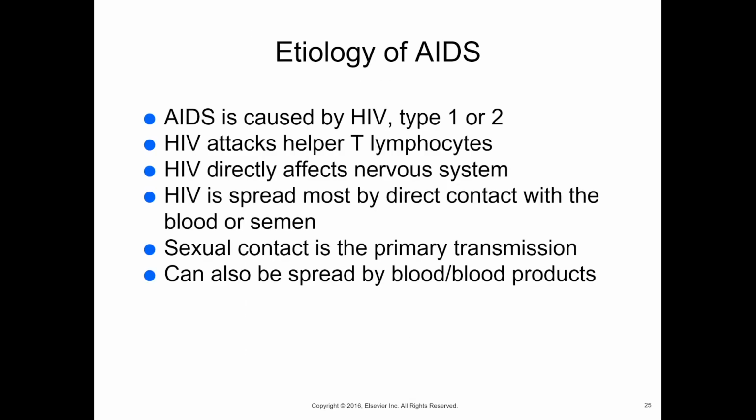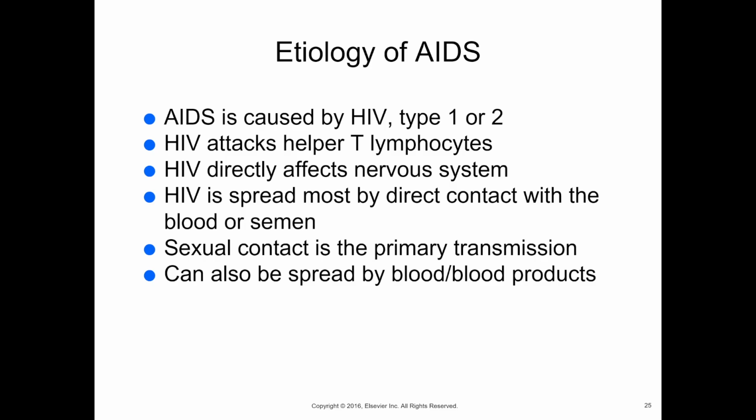So there are two types of HIV. HIV primarily disrupts T lymphocytes, specifically the T helper cells. Without the T helper cells, we don't get an effective coordination of our immune response. HIV also has a direct effect on the nervous system, and it's typically associated with direct contact with blood or semen and other bodily fluids.